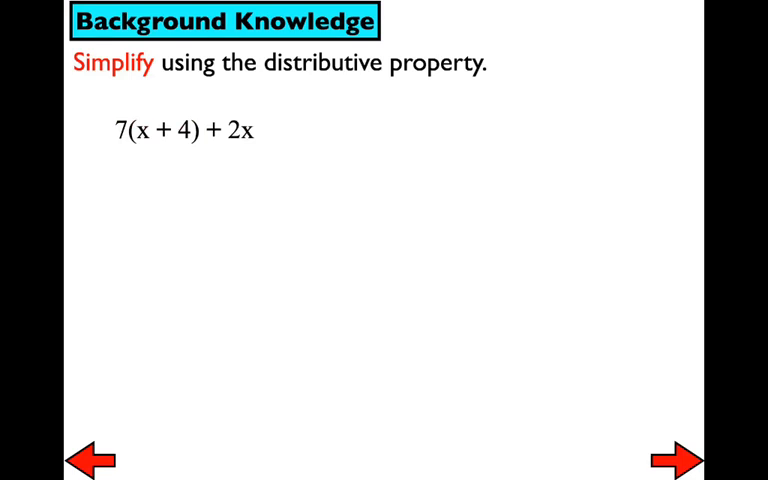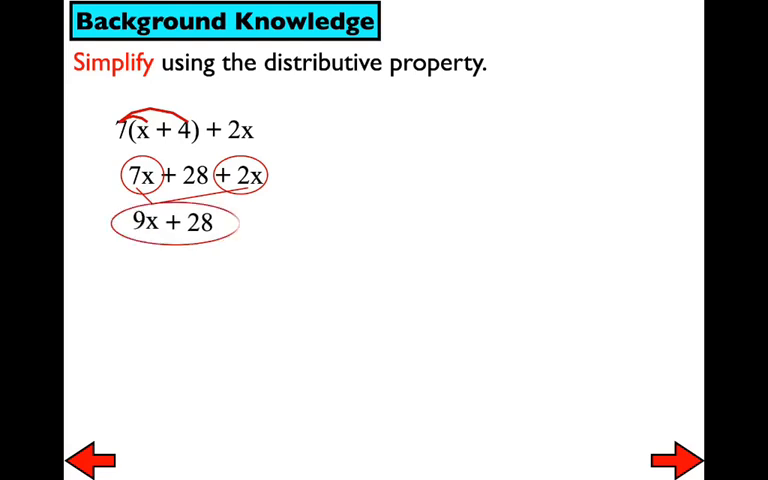And then in the 7th grade, we expanded out. Well, sometimes you've got to use the distributive property and then combine like terms. So we use the distributive property to get that, and then we have some like terms that we can combine together. So this simplifies to 9x plus 28.